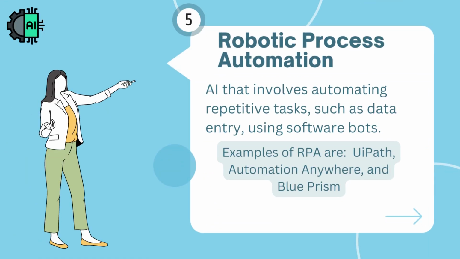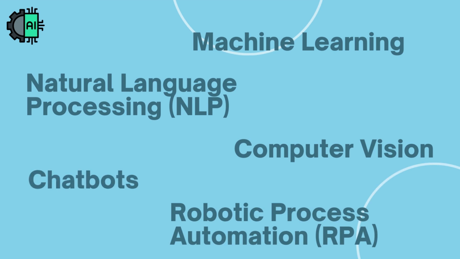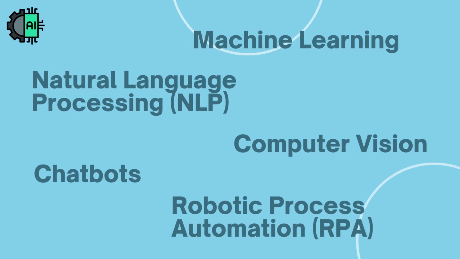And finally, I have for you Robotic Process Automation, which is popularly known as RPA. This is the type of AI that involves automating repetitive tasks such as data entry using software bots. Examples of the most popular RPA tools include UiPath, Automation Anywhere and Blue Prism. So these are a few examples of the many types of AI tools available today in the market.